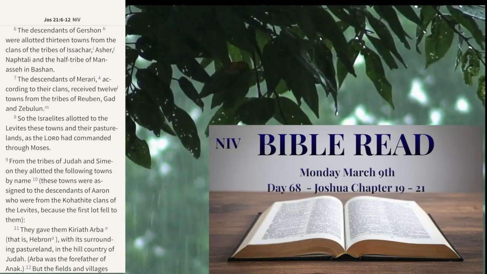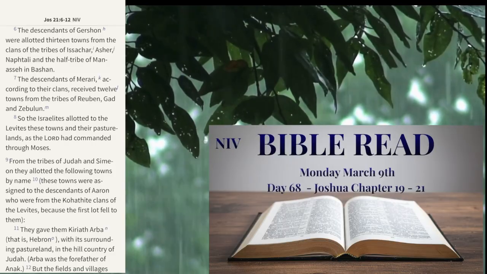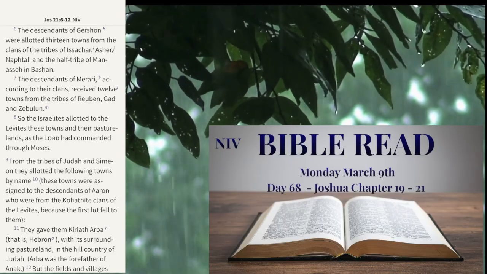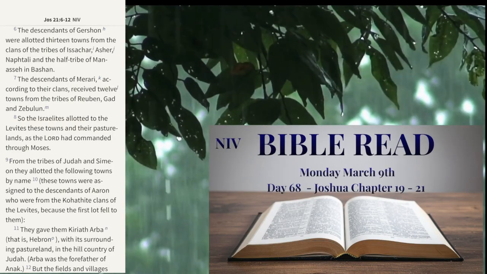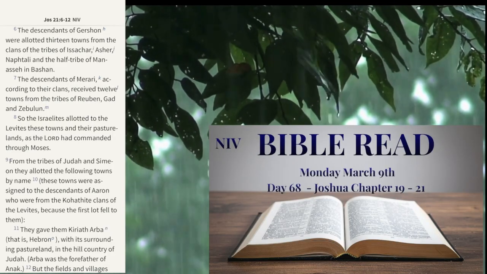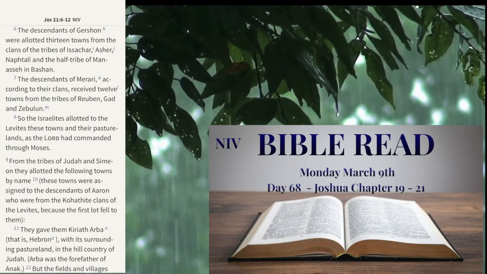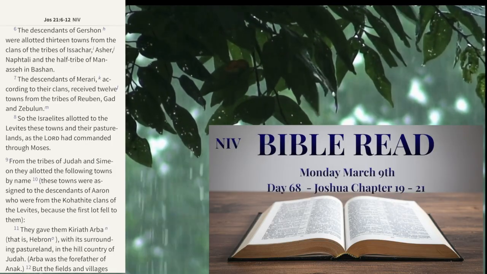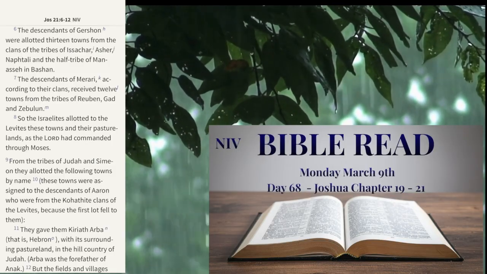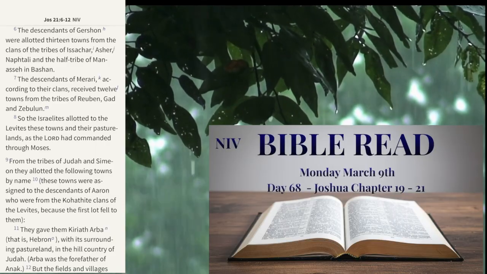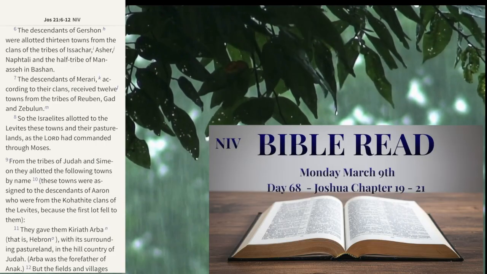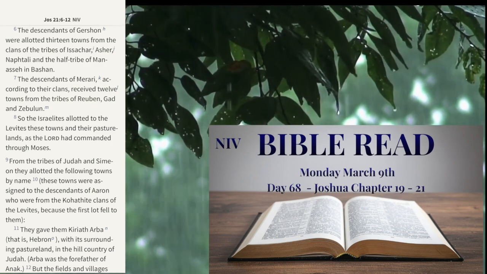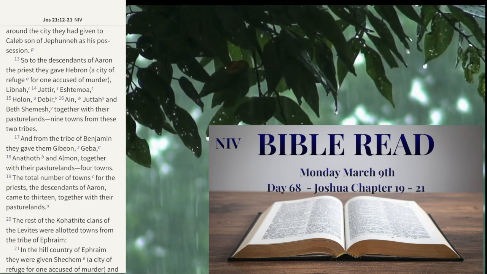From the tribes of Judah and Simeon, they allotted the following towns by name. These towns were assigned to the descendants of Aaron, who were from the Kohathite clans of the Levites, because the first lot fell to them. They gave them Kiriath Arba, that is Hebron, with its surrounding pasture land in the hill country of Judah. Arba was the forefather of Anak. But the fields and villages around the city they had given to Caleb, son of Jephunneh, as his possession.